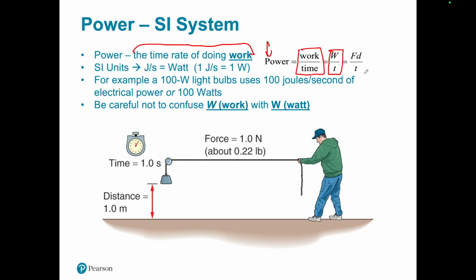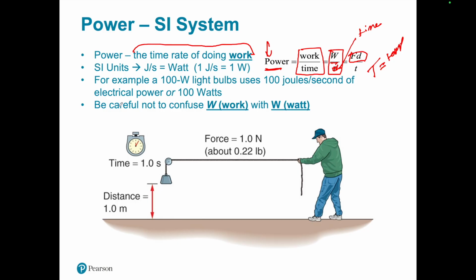Not to be confused with big T, little t. Sorry, I just got confused there. Little t, right, which is time, right? Big T is actually temperature. So don't confuse those two. So work divided by little t, time, gives you power. Or FD, which is force times distance moved, divided by time, gives you power, right?